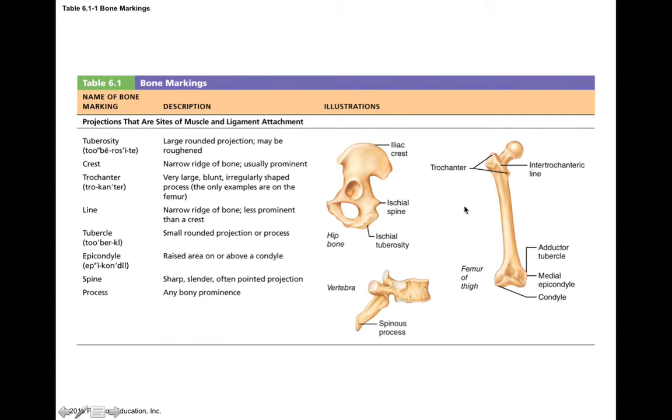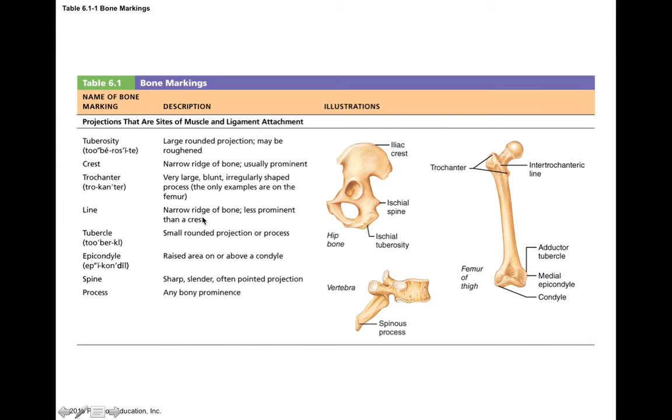So what this table shows are just some of the different terms we use in anatomy to help differentiate between the different bone markings. These are showing the different types of projections. Remember, projections are usually sites for muscle and ligament attachment. Tuberosities are large, rounded projections that may be roughened. A crest is a narrow ridge of bone, usually prominent. Trochanters are very large, blunt, irregularly shaped processes, like the greater and lesser trochanters of the femur. Again, these are projections for muscle attachment.